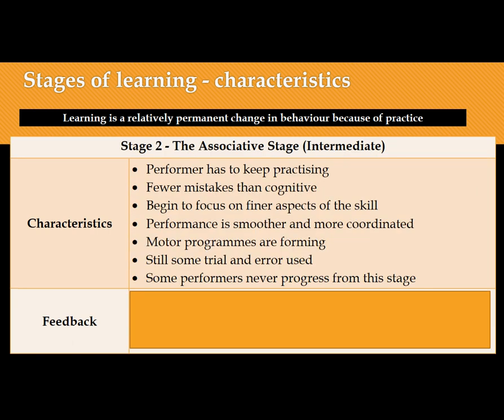Now, if in the cognitive stage they keep practicing, they might develop through to stage 2, the associative stage. At this stage, they have to keep practicing over and over again to stay at this stage. There are fewer mistakes made with the performance than the cognitive stage, and they begin to focus on the finer aspects. So if we're looking at passing in football, focusing on the distance and how to get the right trajectory on the pass. If we're looking at shooting in netball, we're looking at making sure that we're getting the right trajectory, the right spin on the ball, the right grip on the ball.